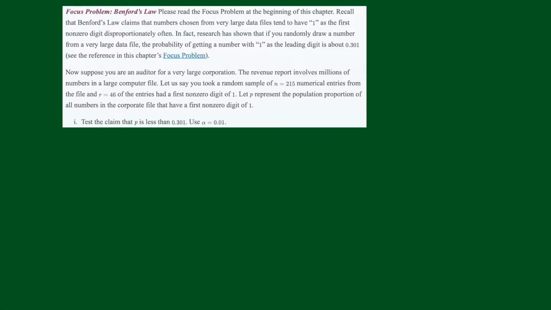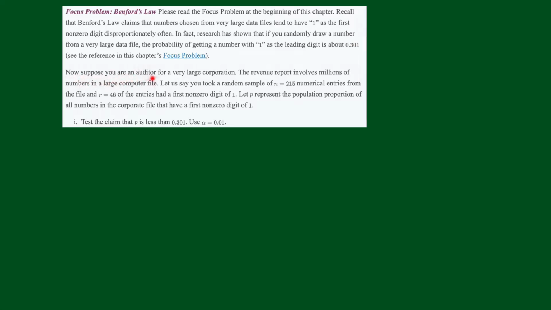Let's attempt this problem here. Apparently it comes from the focus problem at the beginning of the chapter, but here's what it says. Recall that Benford's law claims that numbers chosen from very large data files tend to have a 1 as the first non-zero digit disproportionately often. In fact, research has shown that if you randomly draw a number from a very large data file, the probability of getting a number with 1 as a leading digit is about 0.301. So about 30% of the time, you get a number with 1 as a leading digit.